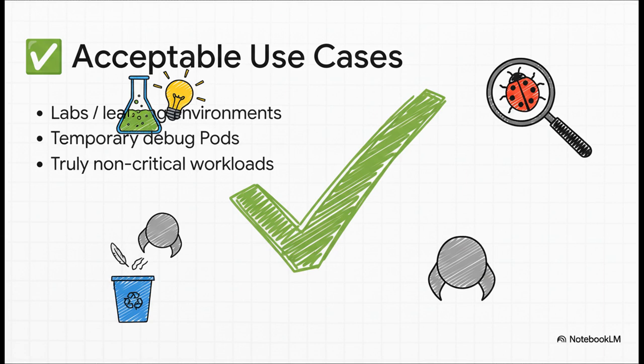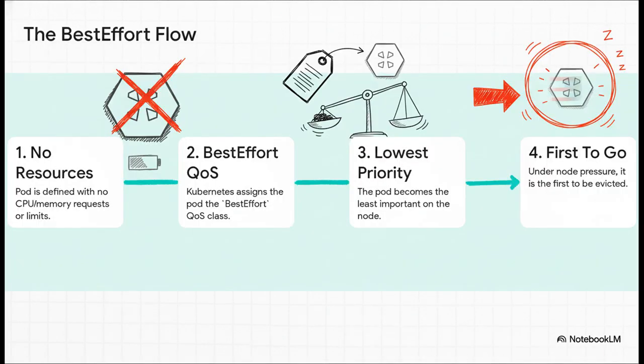So let's just run through that whole chain of events one last time super quick. 1. You create a pod and give it 0 resource requests or limits. 2. Because of that, Kubernetes slaps it with the best effort QoS class. 3. That immediately makes it the lowest priority pod on its node. And 4. The second that node feels any pressure, your pod is the absolute first one to go. And just like that, mystery solved.